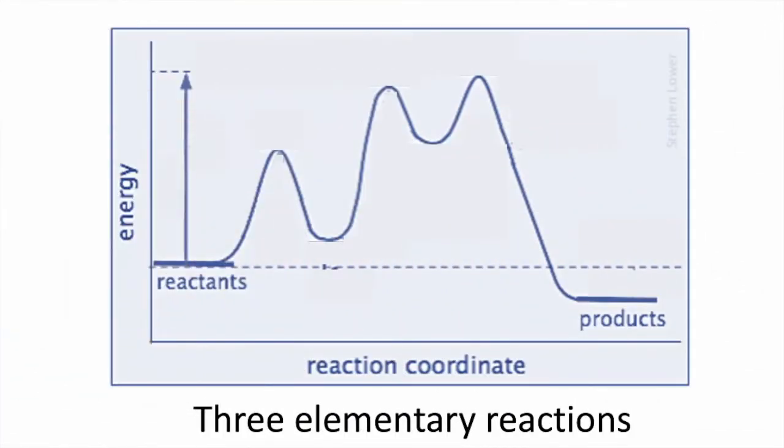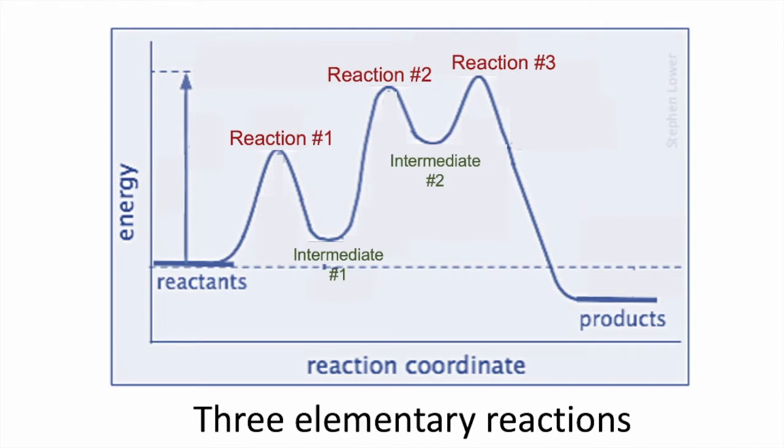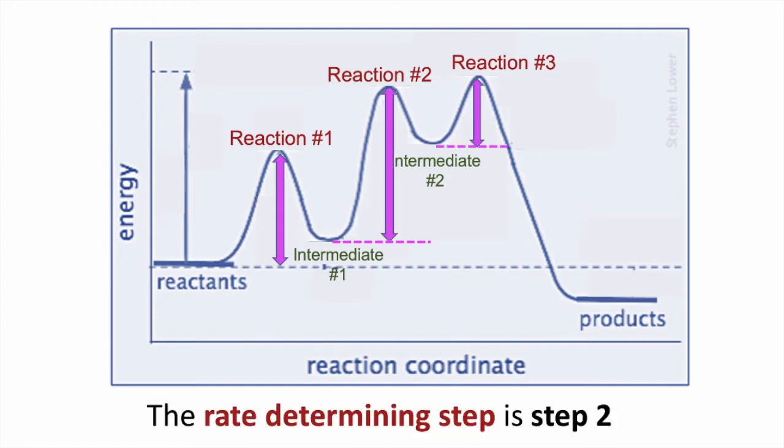Here's another more complicated multi-step reaction. In this reaction, there are 3 elementary reactions, and each of these is represented by a peak. And the top of each peak represents the potential energy of the transition state for that reaction. We can also see we have 2 intermediates, and they are located at the lowest potential energies after each reaction is done. Based on this diagram, we know that the rate-determining reaction is step 2, because the activation energy barrier is the highest here.